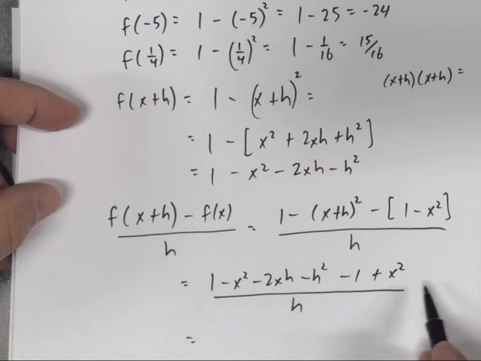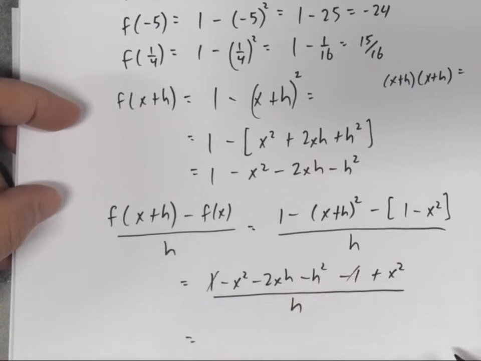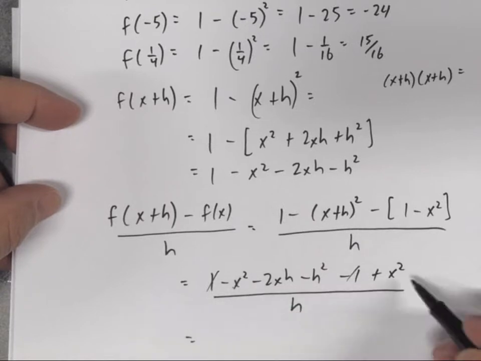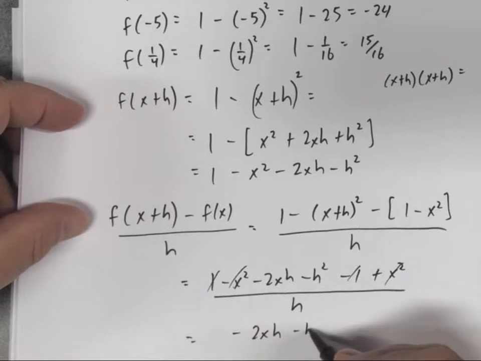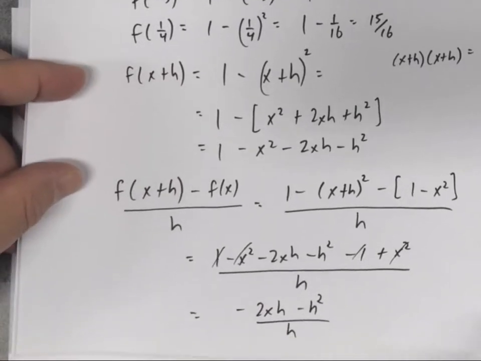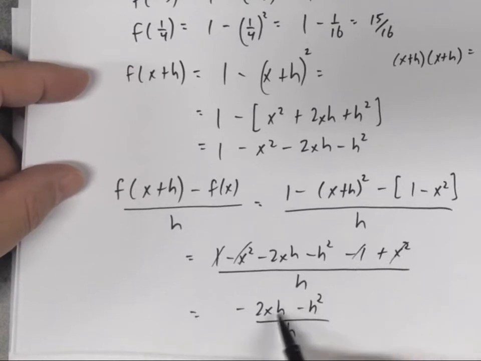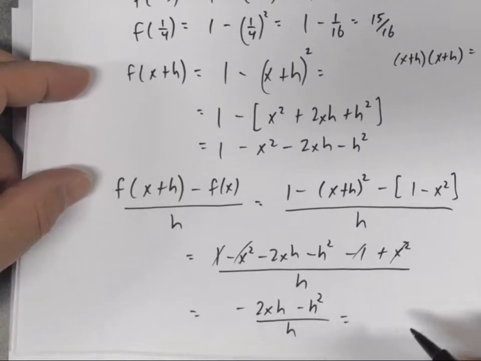I want to combine like terms. 1 and minus 1, those cancel out. Negative x squared and x squared, those cancel out. And I'm left with negative 2xh minus h squared over h. Hopefully you can see these two terms in the top both have an h and h squared, and there's an h down here. I can cancel an h out of all three of these.